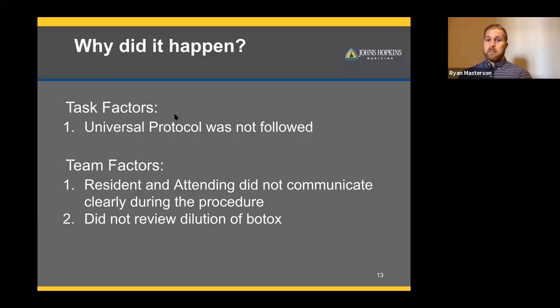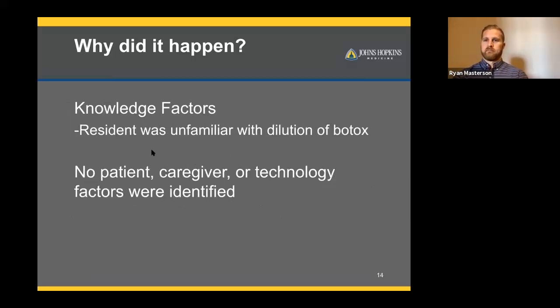There was a miscommunication about the number of units given, and also there was not a review of the dilution of the Botox. Typically, residents like to do a 1-to-1 ratio, and in this case, it was a 2-to-1 ratio, so just a change in the concentration that you're giving. So knowledge factors, as I mentioned, the resident was unfamiliar with this particular dilution of the Botox that was in the vial, and there were no patient, caregiver, or technology factors that were identified.